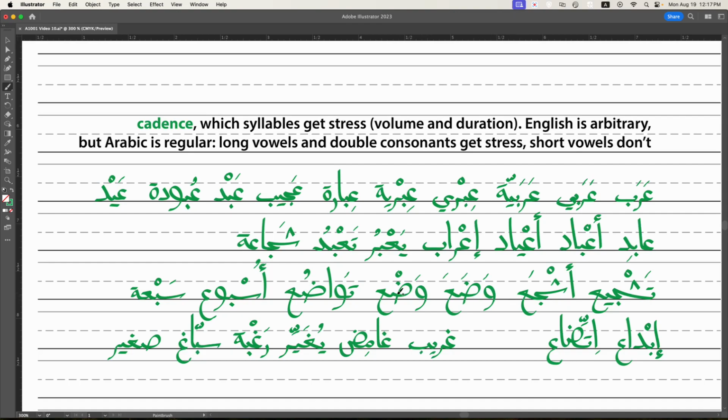Wad'. This one's a hard one to say. So wad' is the verb for to put something down or place it. Wad' is the act of doing that. It's really challenging for a native speaker of English to do this. So don't be afraid to make the mistake. Don't be afraid to seek out help from native speakers or your professor. Tawadu', which means humility.